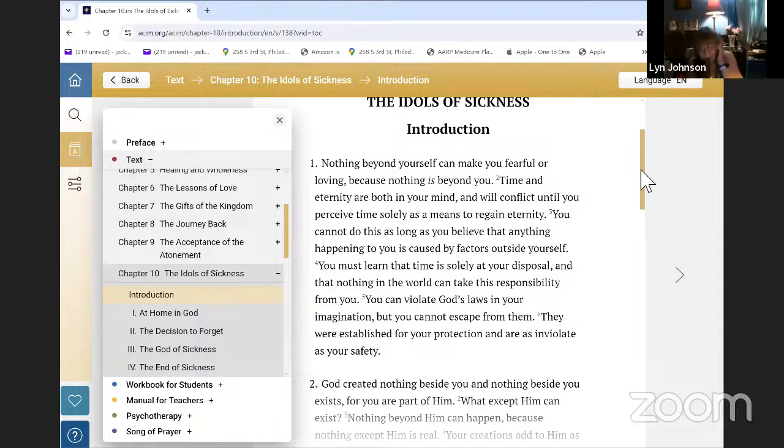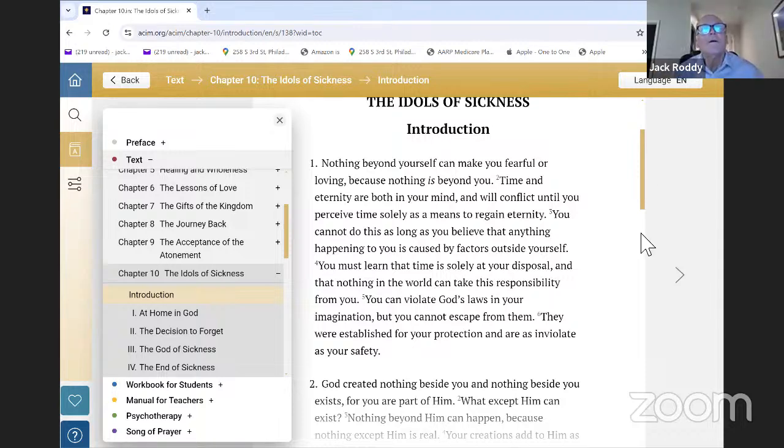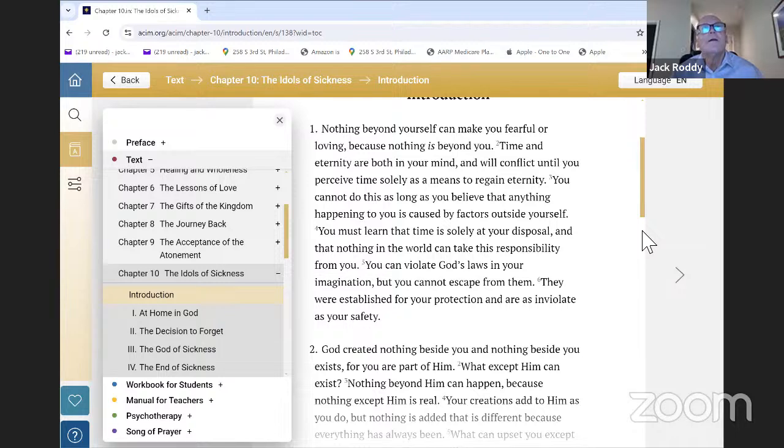Do you want to read paragraph 2? Sure, scroll it up for me. There you go. Okay.